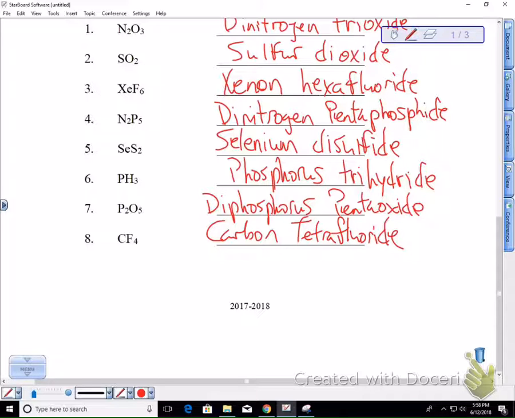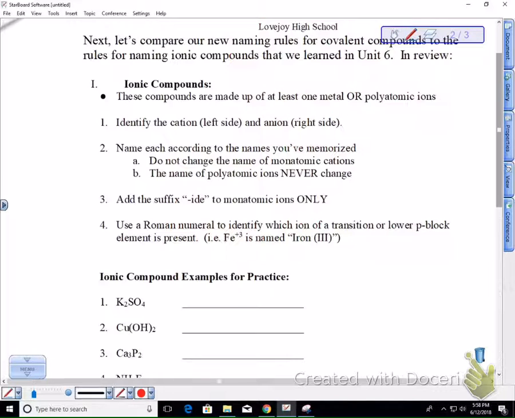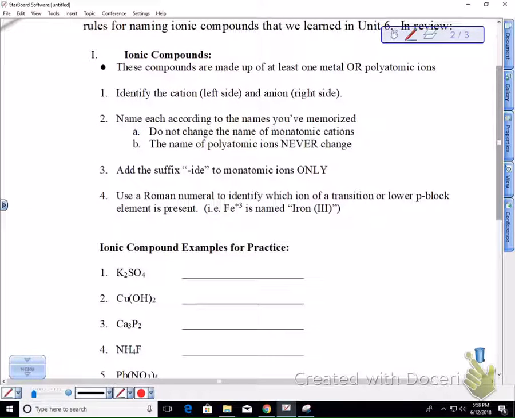I bet that you're thinking this is pretty easy. And most students would agree with you, it's pretty easy. Now let's compare it back with ionic naming that we have done recently in the past. So for ionic compound, they're both binary. We have 2 names, and for ionic, it's cation, anion. That's your first name and last name.